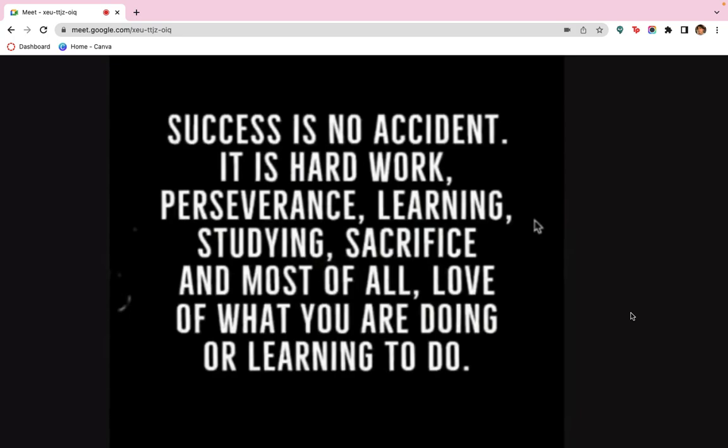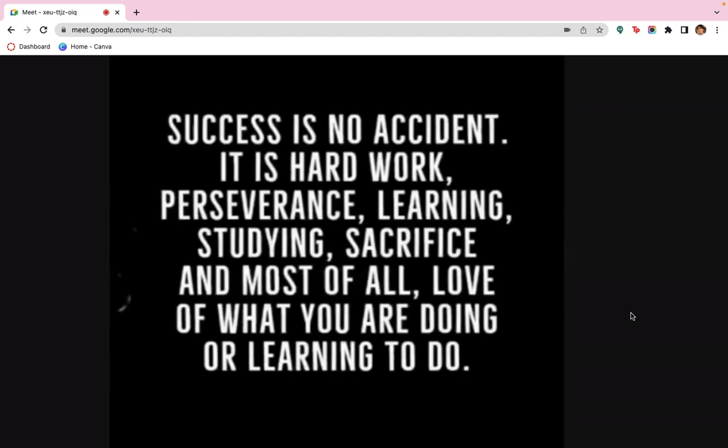As a parting word, success is no accident. It is hard work, perseverance, learning, studying, sacrifice, and most of all, love for what you are doing or learning to do. Lagi niyo yang tatandaan, okay? Ang success, hindi yan walk in the park. It is a product of your perseverance and sacrifices. Again, magandang umaga sa inyong lahat.